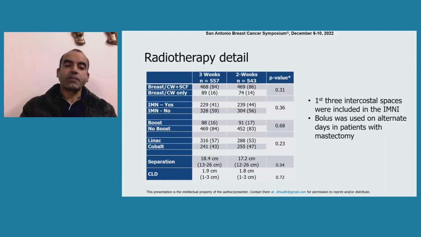This table shows the radiotherapy details. It is well balanced between the two arms. Most of the patients, around 85% in each arm, received radiotherapy to the breast, chest wall, and supraclavicular fossa. Breast and only chest wall was given to around 15% of the patients in both arms. Internal mammary node irradiation was done in more than 40% of the patients. Boost was given in around 16% of patients in the 3-week arm and 17% in the 2-week arm. Bolus was used on alternate days in patients who underwent mastectomy.